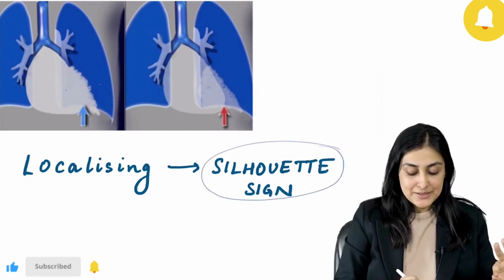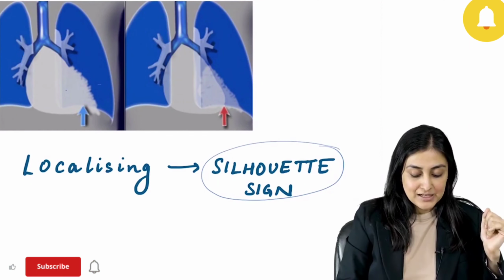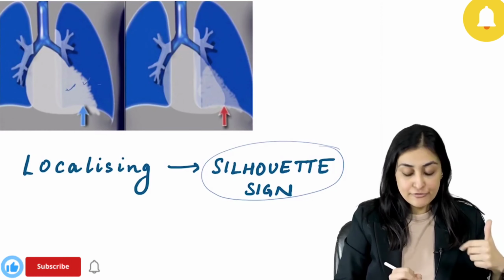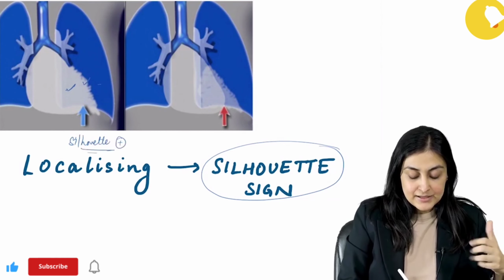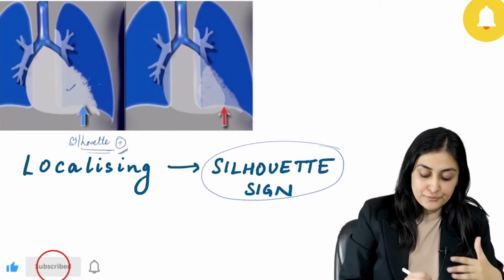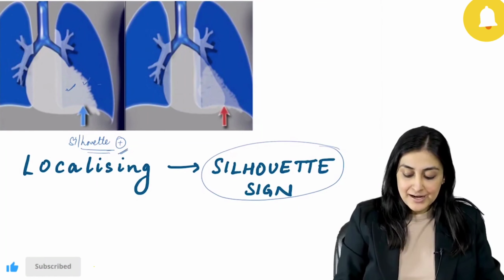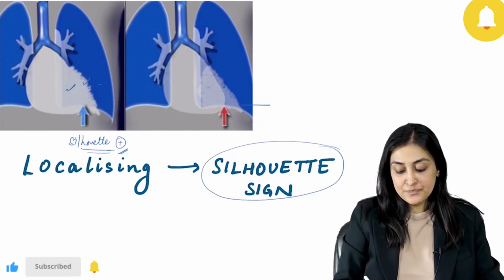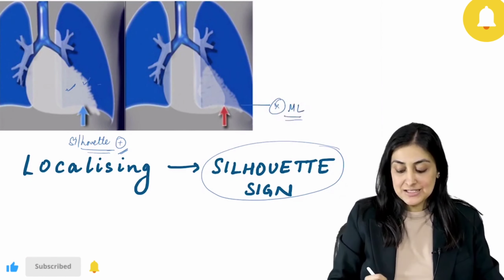So silhouette sign basically means that anytime you have loss of borders, like if you see here, I cannot make out the difference between the consolidation and the heart border. So when there is this loss of border, this is a positive silhouette sign, and it indicates that the opacity is actually in the middle lobe. So when there is loss of borders with the heart, that localizes it to the middle lobe. On the other hand, when you see that the heart border is seen separately from the consolidation, it tells me that no, it is not in the middle lobe. Okay, so this is the silhouette sign.